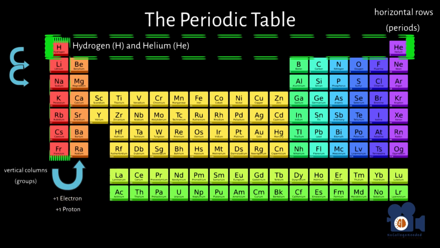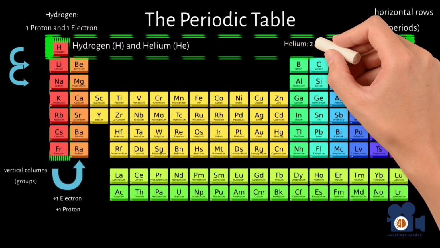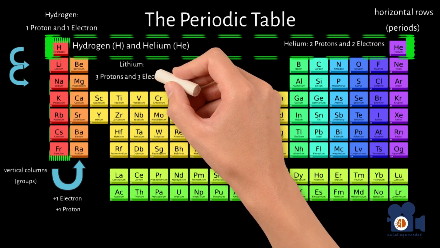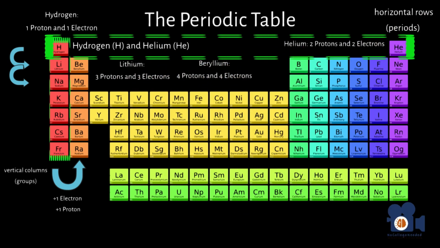This can get somewhat tricky to keep track of with the layout of the periodic table. For example, hydrogen has 1 proton and electron, while helium has 2 protons and electrons. Lithium has 3 protons and electrons. Beryllium has 4 protons and electrons. Then magnesium has 12 protons and electrons.